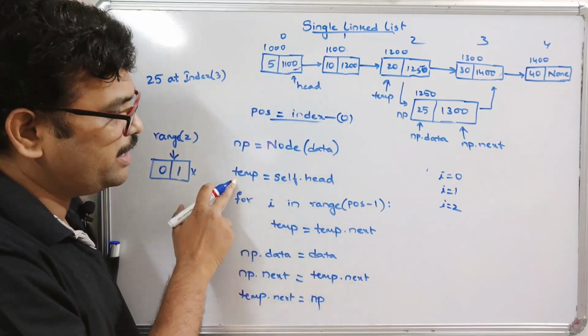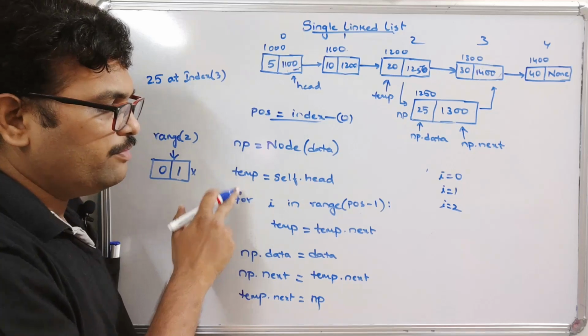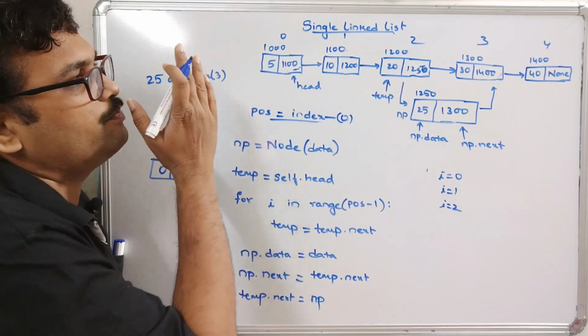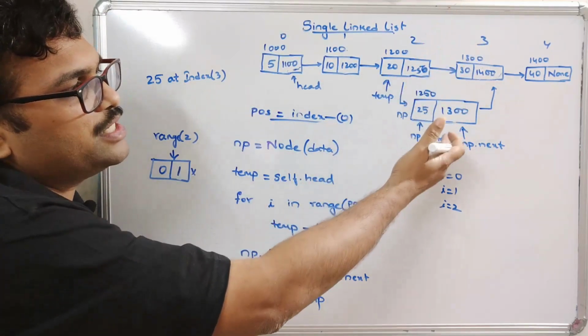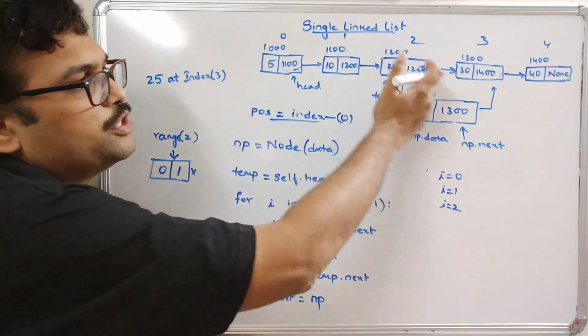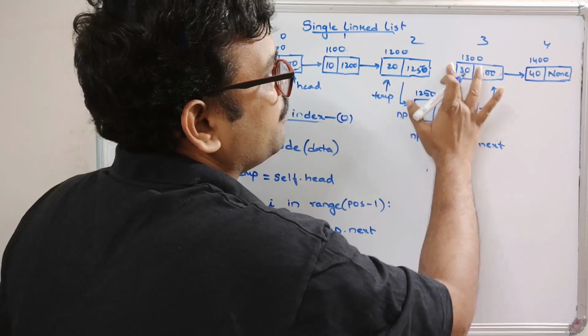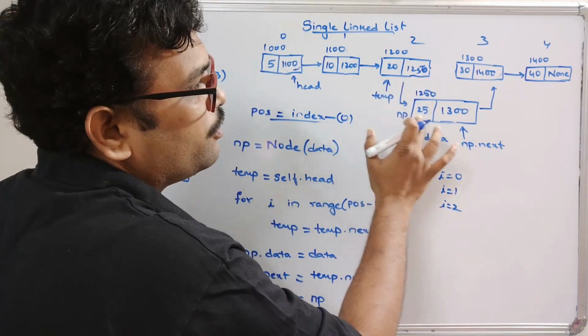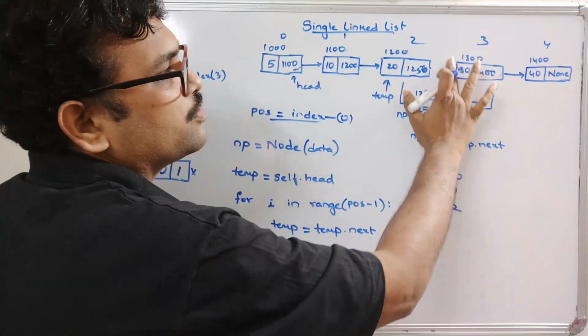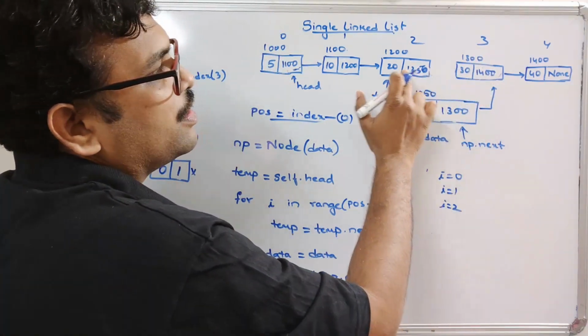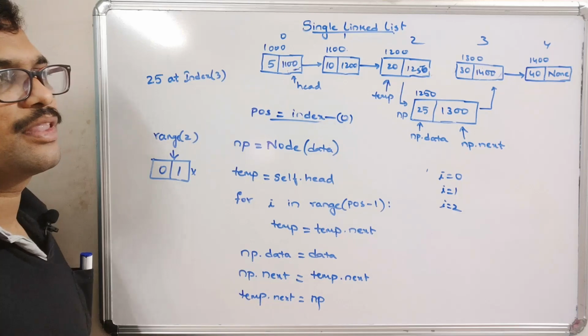So that's why we are taking some temporary variable, and we are just traveling from 0th position to position minus 1, because at that position we have to insert the 25. So you just remove this link, because 1250 means it will be pointing towards here, and 1300 means this node will be pointing towards here. So there is no link between this 20 and 30, right?